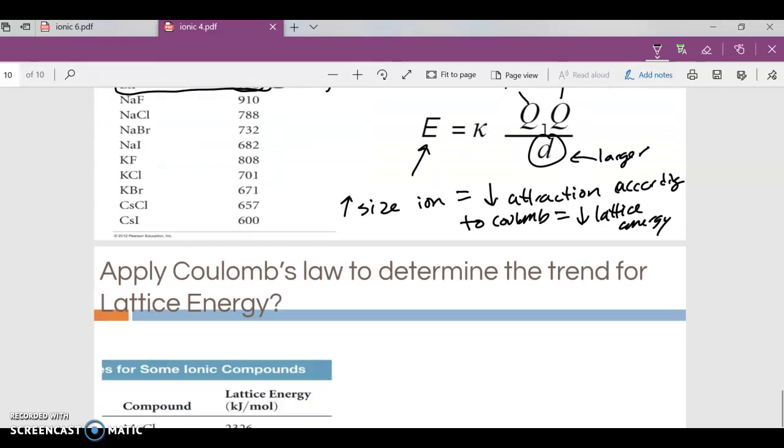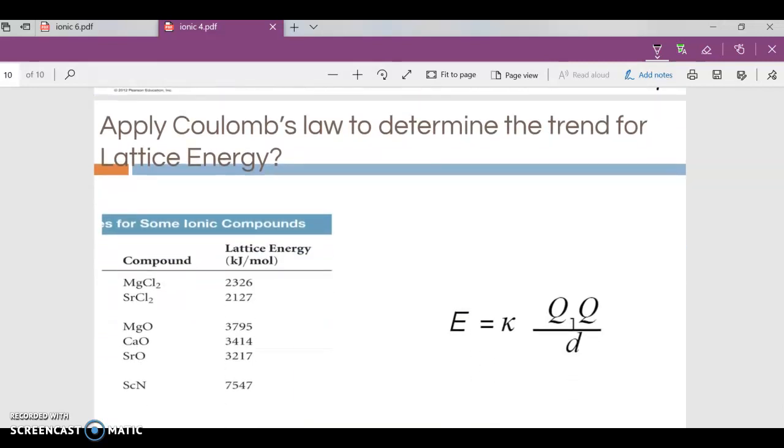Okay, let's look at our second trend here. Again, it has to apply to KQQ over D because that's what lattice energy is kind of calculated as. If I look at these parts, I've got Mg. I've already covered D, so you know we're going for Q. Mg is a 2+, and chlorine's a 1-. Sr is a 2+, and Cl is a 1-. I've got MgO as a 2+, and now I've got a 2-. 2+, 2-. Towards the bottom here, I've got a 3+ and a 3-.